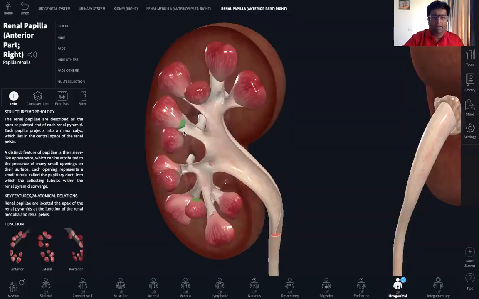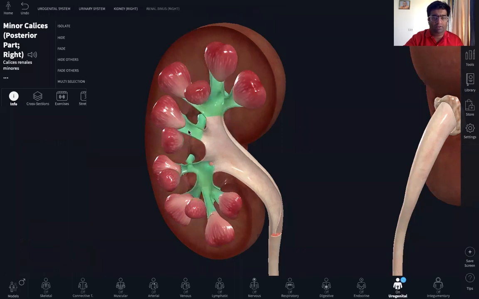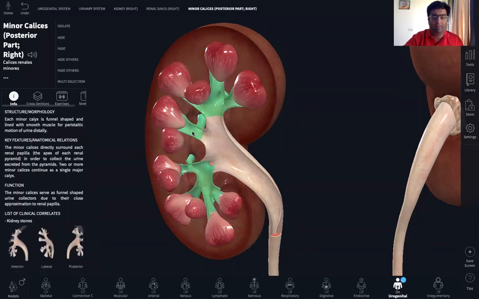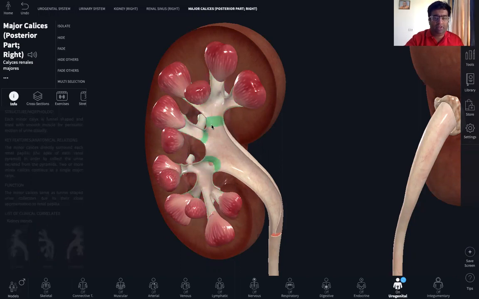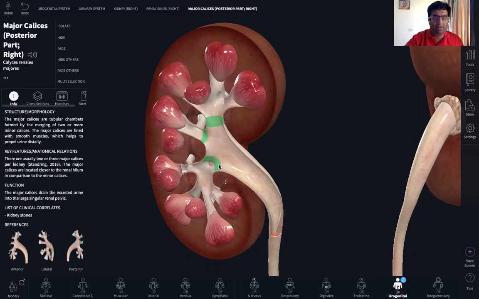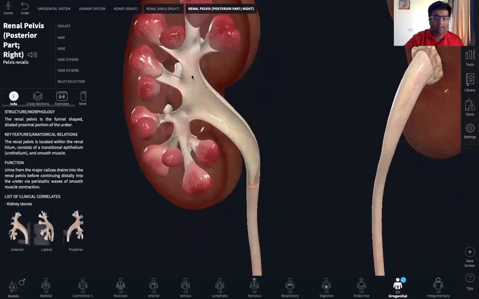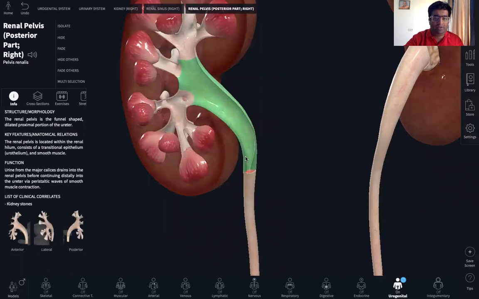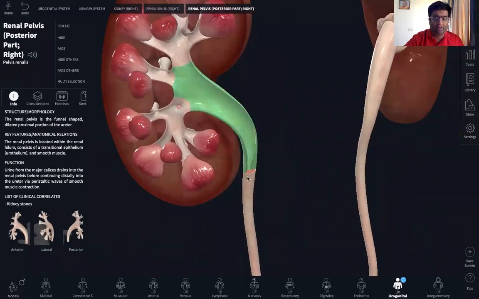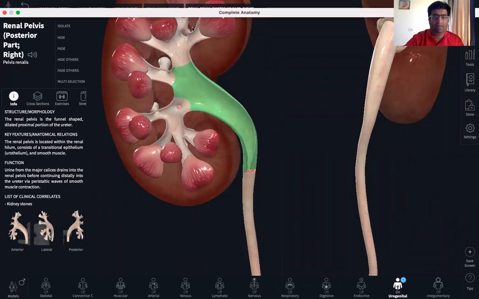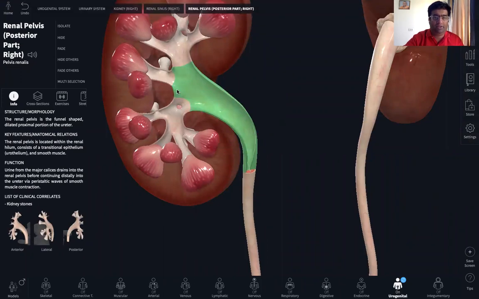So here you all can very distinctly see the green colored part, that is the renal papilla, which opens into the minor calyces. Calyces is the plural of calyx. These minor calyces fuse and join to form the major calyces, and the major calyces finally open into the renal pelvis. The renal pelvis then continues outward as the ureter. So the ureter basically originates from the pelvis region. So this is about the longitudinal section of each kidney.